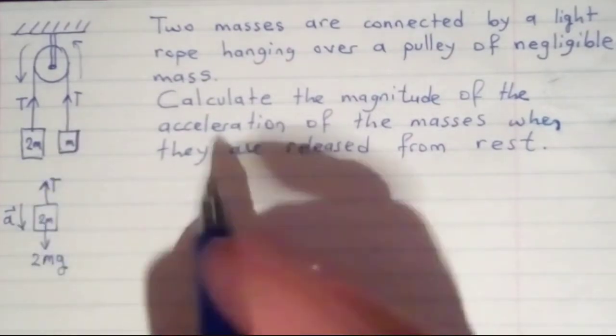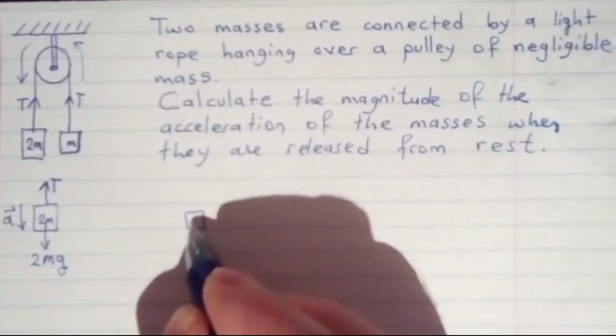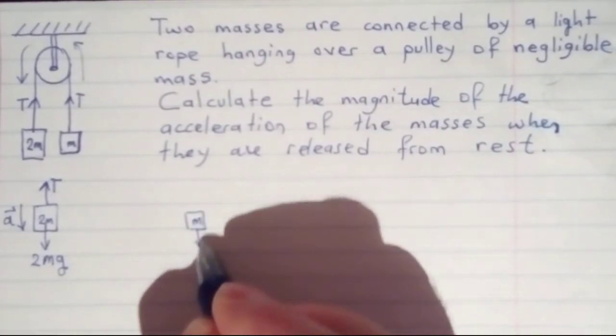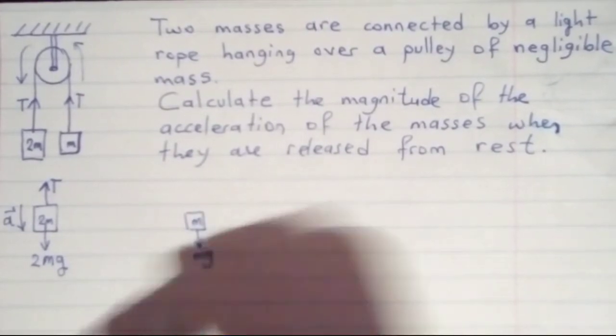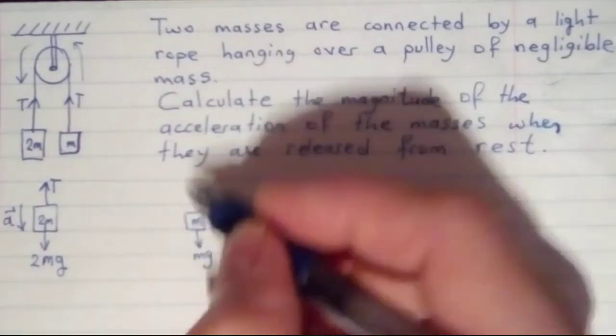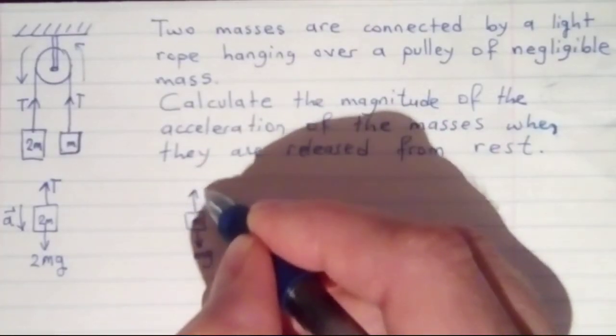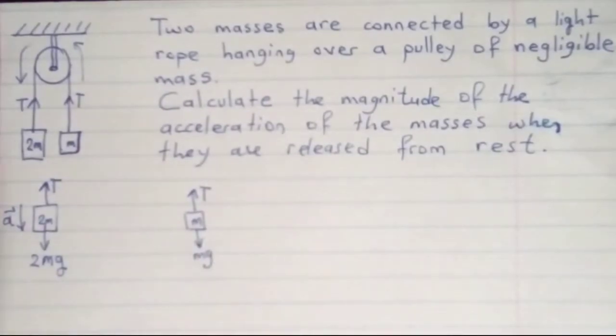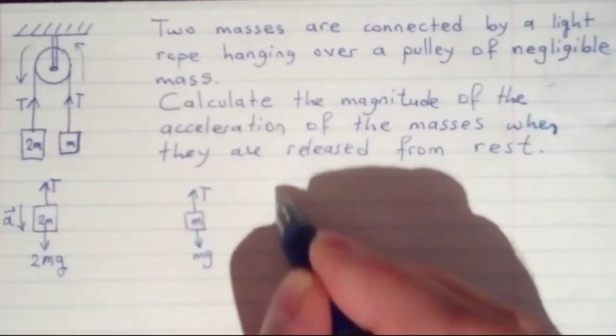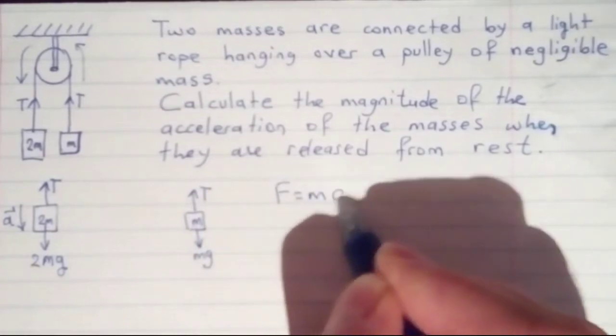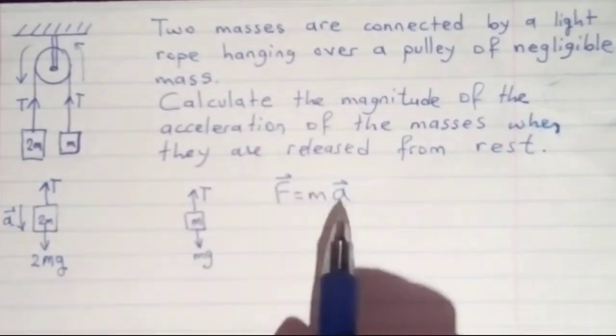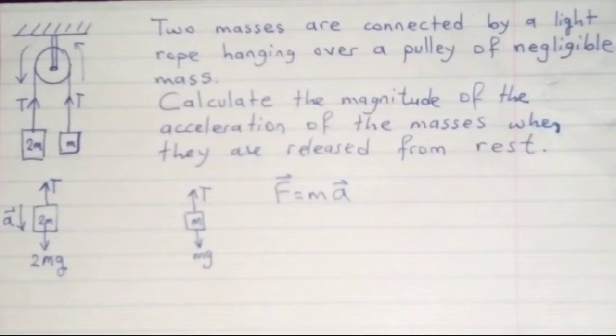Okay, for the second mass, the weight force is downward, mg, and the tension force is upward, T. Now we write Newton's second law for these two free body diagrams. What was Newton's second law? It was F equals ma. Force and acceleration are vector quantities, mass is a scalar quantity.